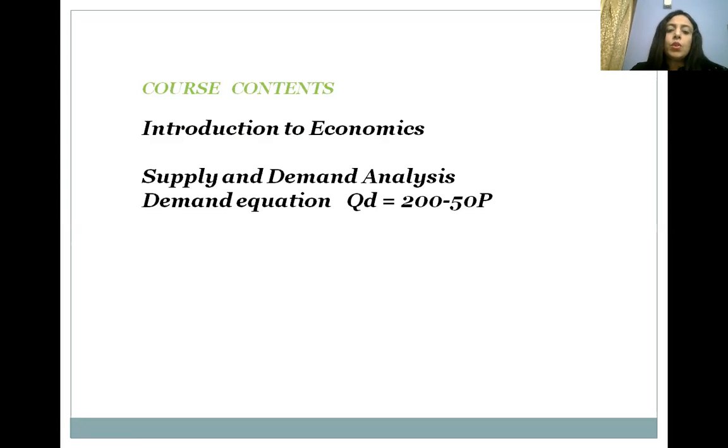Now, we will also be introducing the demand equation. For example, QD is equal to 200 minus 50P. So what do you mean by this QD? What do you mean by price? And why do you have a negative sign there? All this will be studied in depth, okay, when we do the topic demand. Supply will also be analyzed on similar lines.